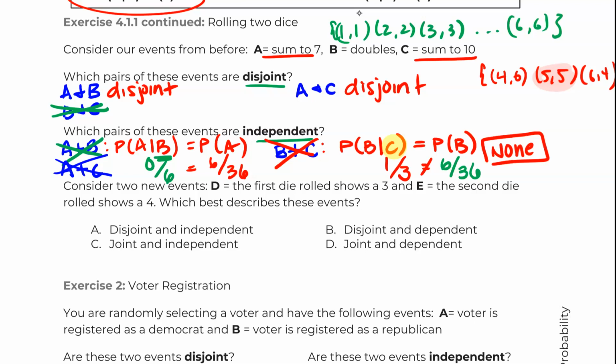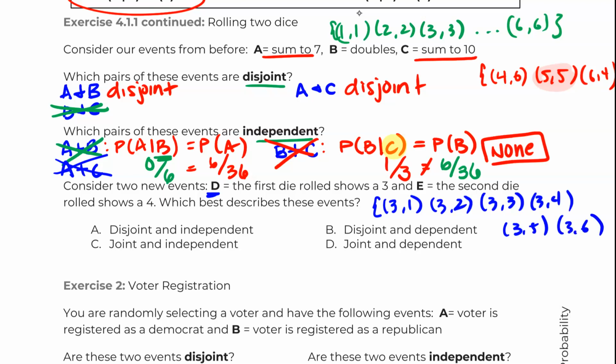All right, so hopefully you paused. So first die I rolled shows a 3. If I was going to write out the event space for D, this would be 3,1, 3,2, 3,3, 3,4, 3,5, and 3,6, right? Those are all the different ways for that to happen. And E would be obviously 1,4, 2,4, yada, yada, yada. I'm going to get lazy here.